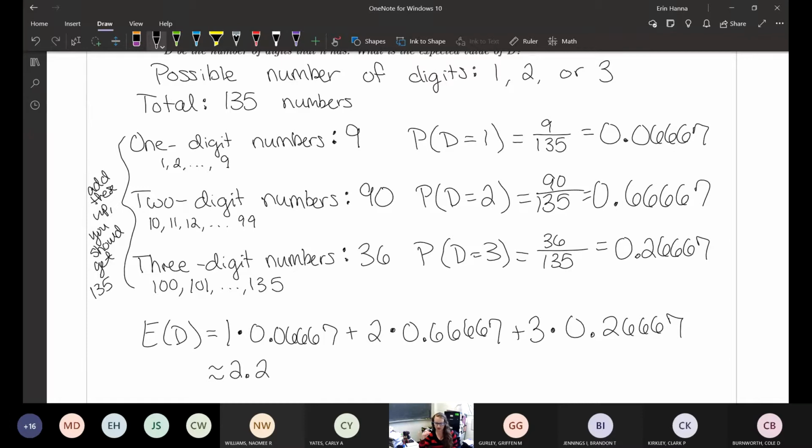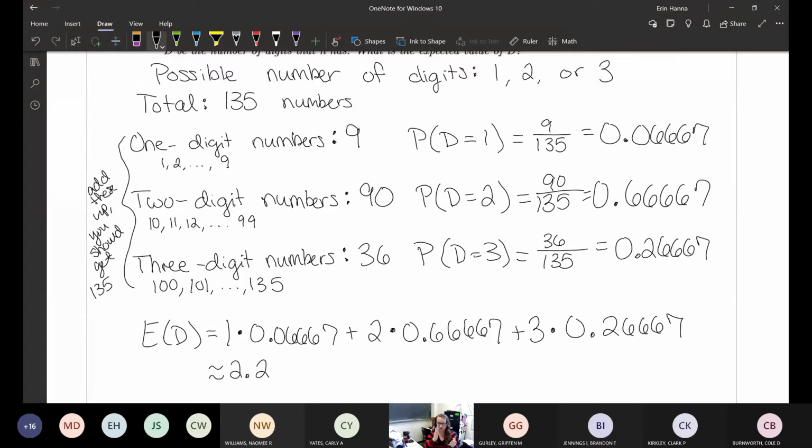So even though saying getting a 2.2-digit number doesn't make any sense, this is just saying on average, if you just picked a bunch of numbers at random, and took the number of digits and averaged them up, it would be approximately 2.2 digits. Does that make any sense? Probably not. Questions, concerns on that?